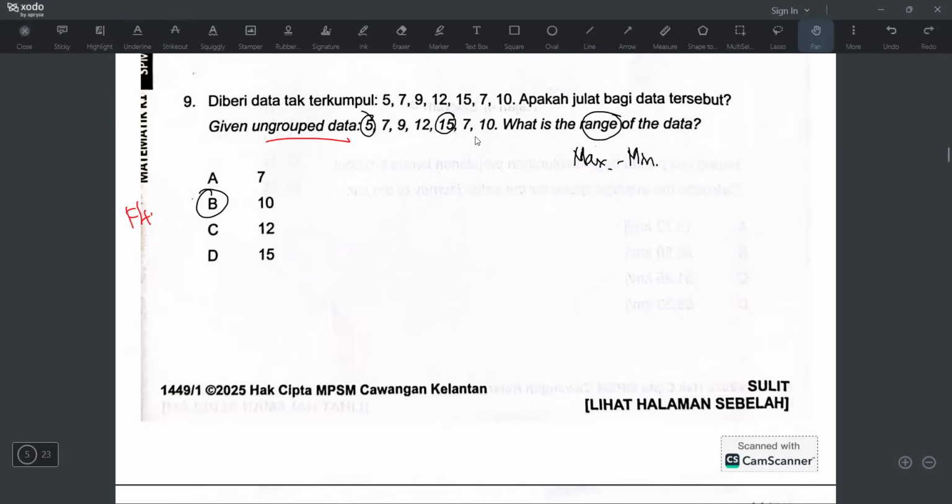And you don't have to arrange the numbers in ascending order. You don't have to do that because for range, it's really not needed. Unless you're finding the median. For median, then maybe you have to arrange. Alright, that's all.